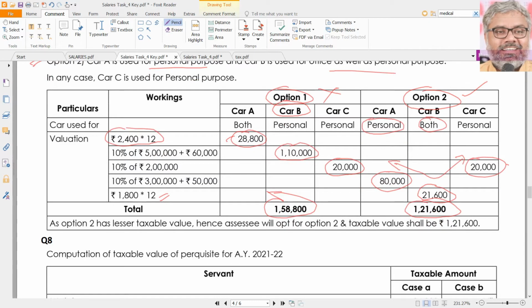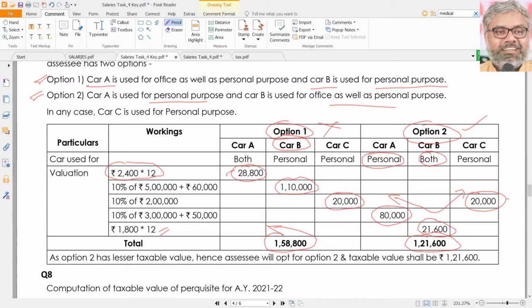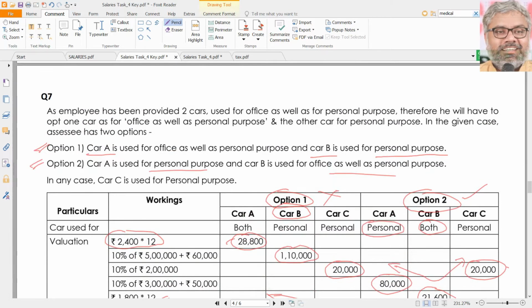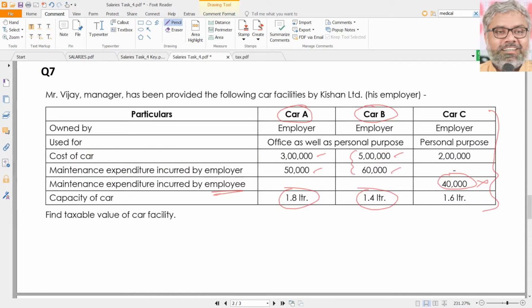Option 1 is not. So the final conclusion should be: SSC shall opt car B to be used for both purposes, and car A is deemed to be used for purely personal purposes. When he has multiple cars which are considered to be or actually used for both purposes, for the computation of value of perquisite, we cannot take multiple cars as used for both purposes. Only one such car can be taken as being used for both purposes. All other cars should be deemed to be used for personal purposes.